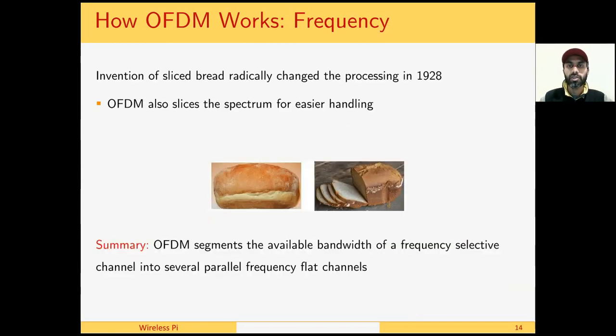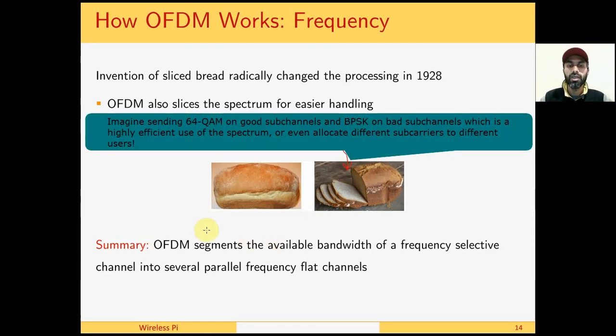The frequency domain perspective of OFDM reminds us of the sliced bread. Before 1928, it was very difficult to process a bread. We have to cut individual pieces to put cheese, jam, or butter on each piece. But OFDM slices the spectrum in the same way as a bread is sliced for easier handling. And this is one of the main reasons for the attraction of OFDM systems for high rate wireless communication systems.